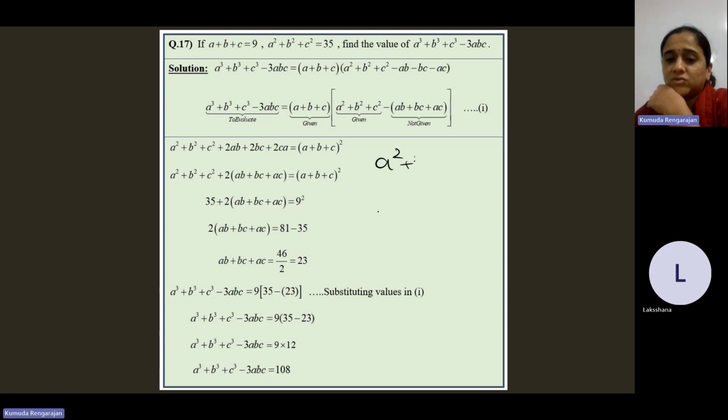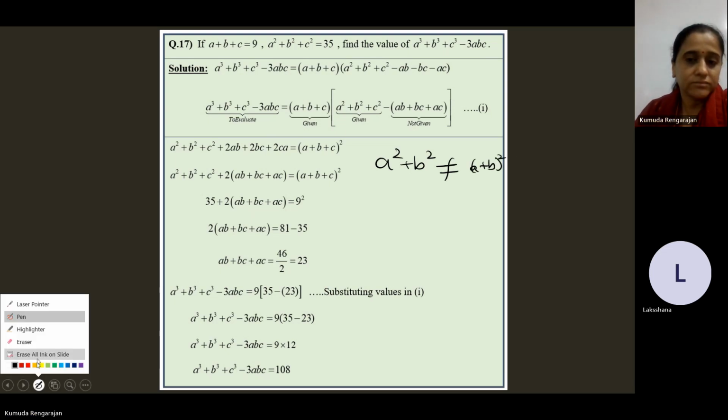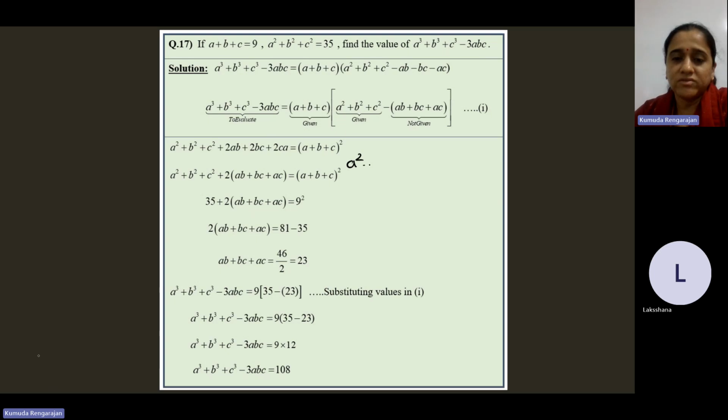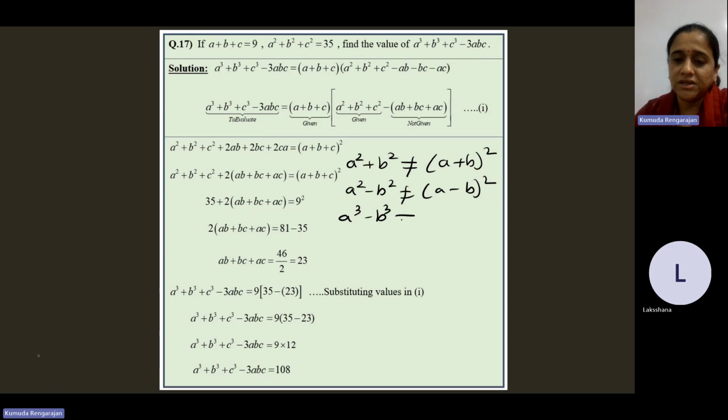A squared plus B squared is not equal to A plus B the whole squared. A squared minus B squared is not equal to A minus B the whole squared. A cubed minus B cubed is not equal to A minus B the whole cube. A cubed plus B cubed is not equal to A plus B the whole cube.